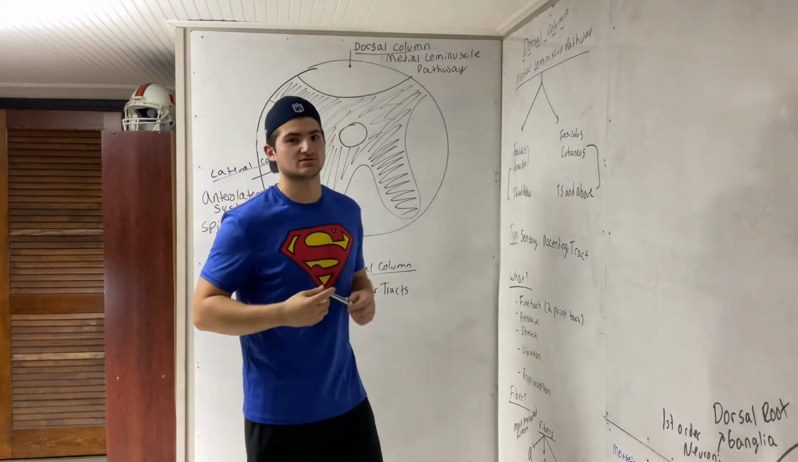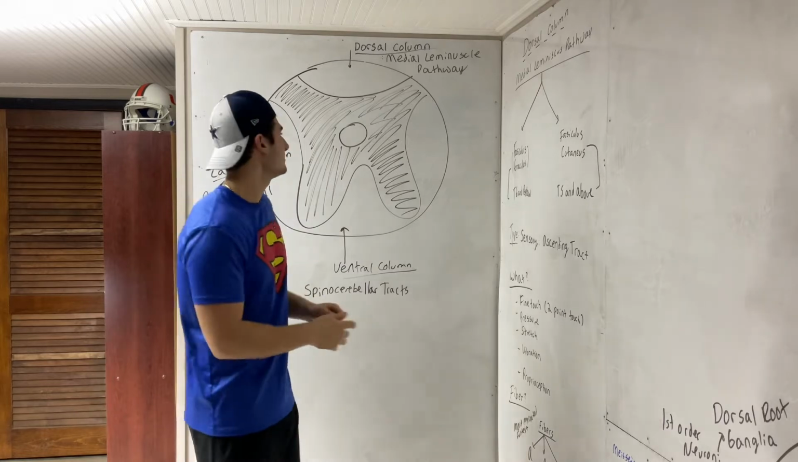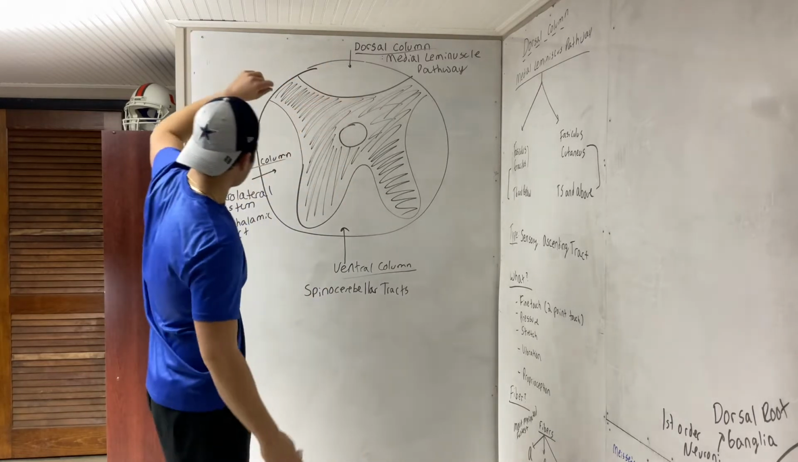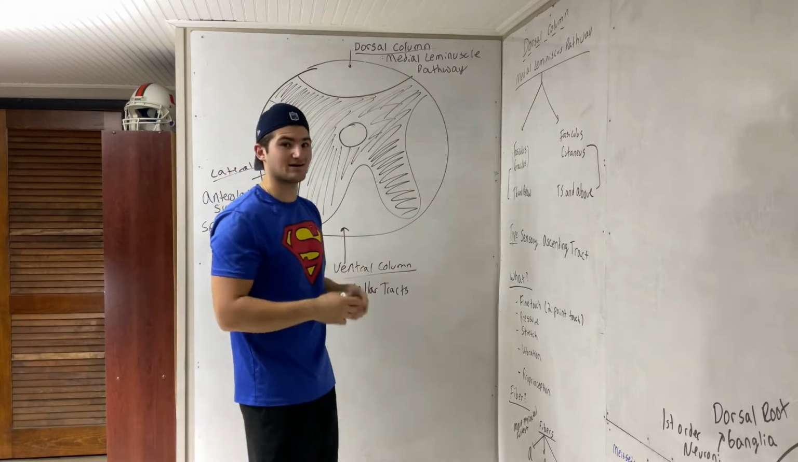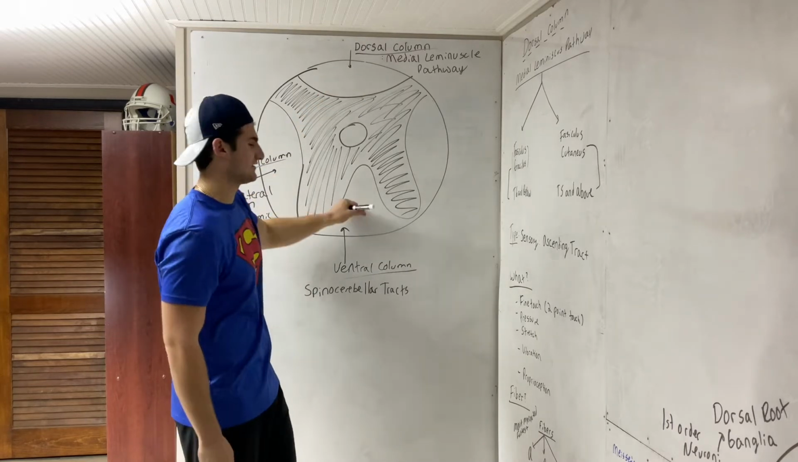Okay, so this is going to start the series of the different tracts that we were talking about. Let's remember the columns real quick. The dorsal column, we got the lateral columns, right? And the ventral columns. What were these? These were the white columns, right? The dorsal white column, the lateral white column, the ventral white column.